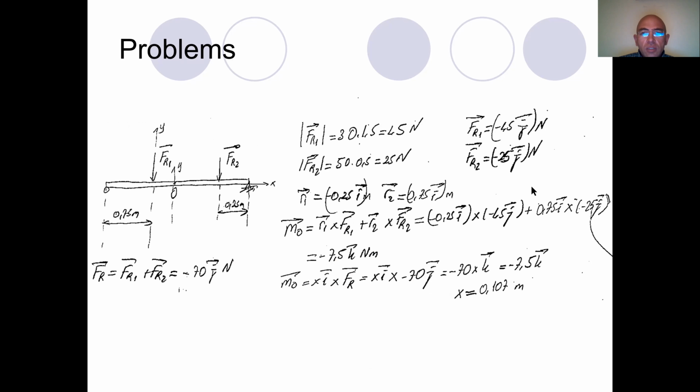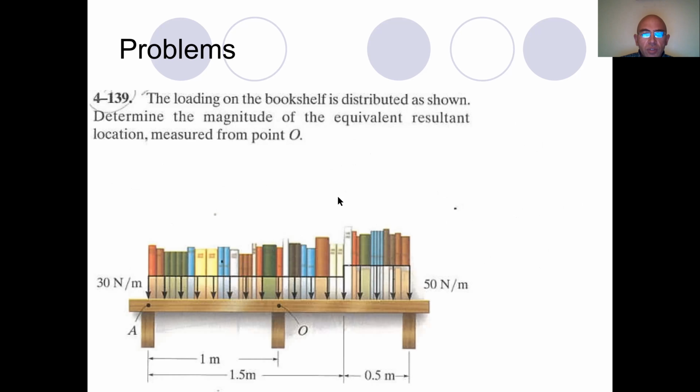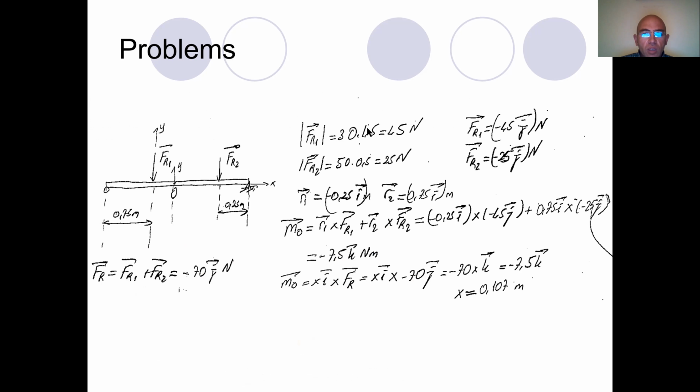So FR1 is equal to 30 multiplied by 1.5. This is the integral of this region, right? Because the 30 newtons per meter load applies along a distance of 1.5 meters. As a result, it takes 45 newtons, as you see.